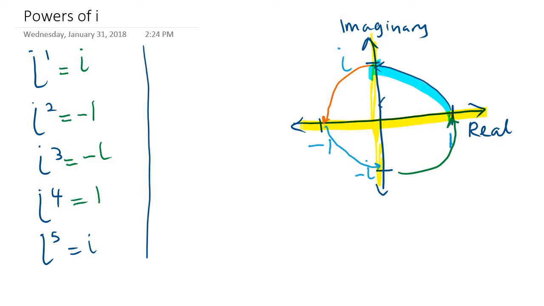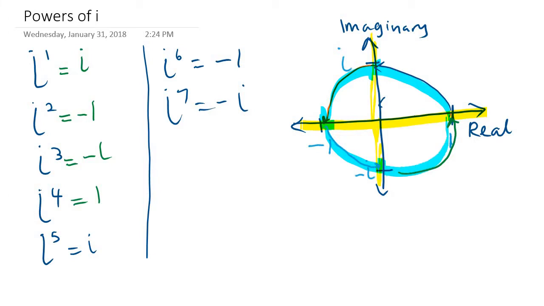And I can go on from there. i to the power of 6 will get me from i again back to -1. So you can see it's back to -1. i to the power of 7 is going to go on from there back to -i. i to the power of 8 is going to go to 1. So i to the power of 8 is 1 again. Every 4 rotations gets me back to 1.